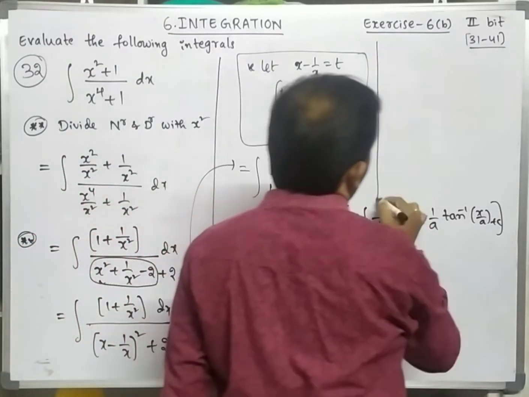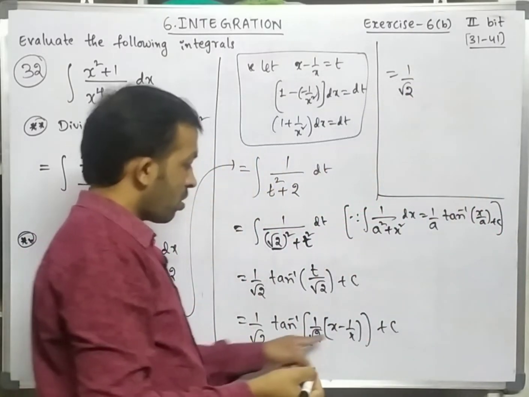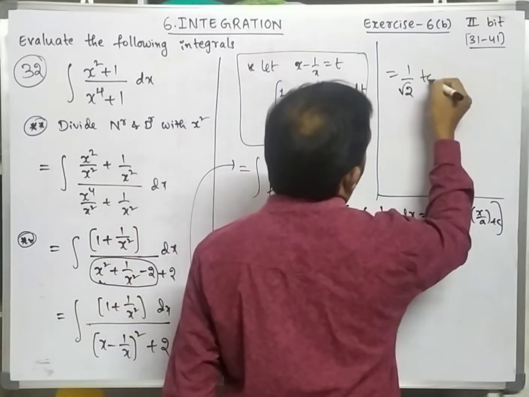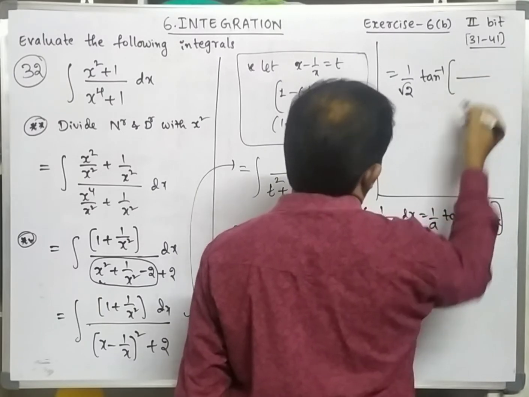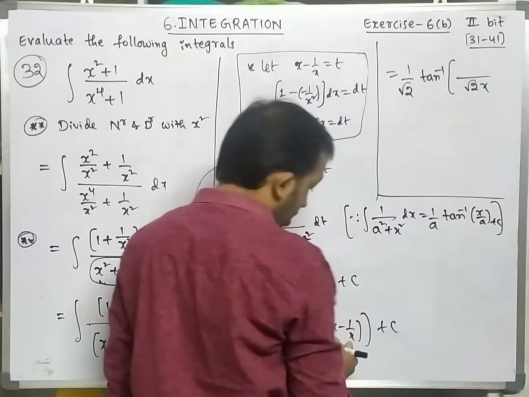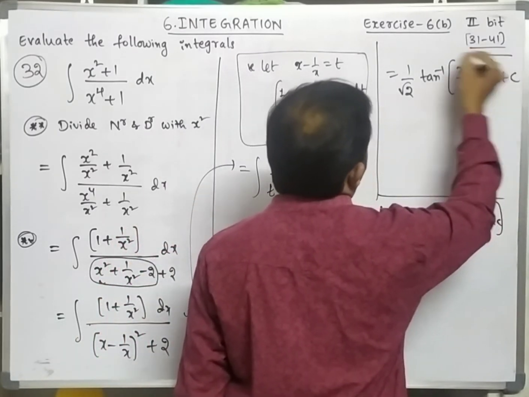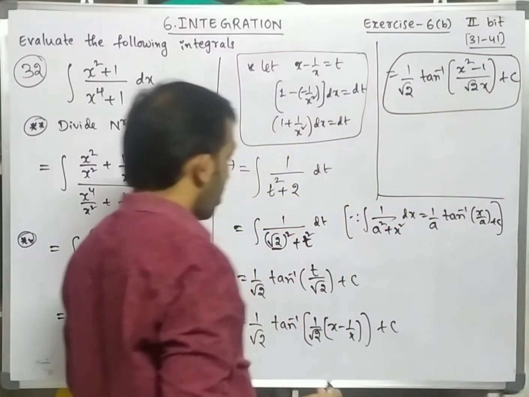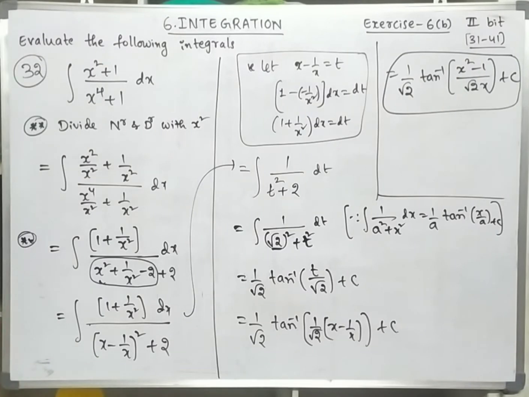Finally this is equal to 1 by root 2 into tan inverse of, here x is the LCM, so root 2 x in the denominator, and x square minus 1 in the numerator, plus c. So this is the answer. It is a simple problem. The important steps here are dividing the numerator and denominator by x square, and converting into a square form.